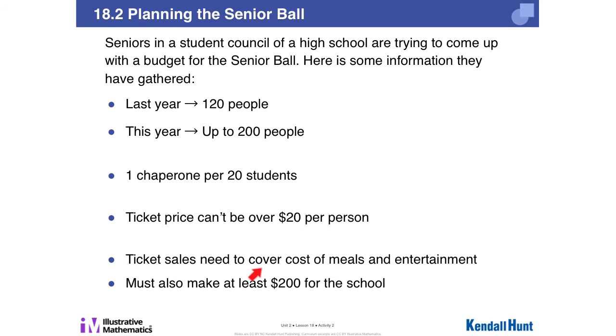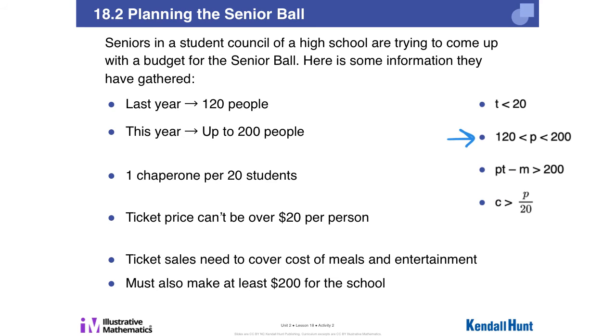And the ticket sales need to cover the cost of meals and the entertainment, and they have to make at least $200 for the school. So now you have on your page some constraints that look like this. They're written as inequalities because things have to be less than or greater than a certain amount. And your job is to look at these and try to figure out what the variables are representing. So what does the T represent in each of these? What does the P represent? What is the M? And what is the C?